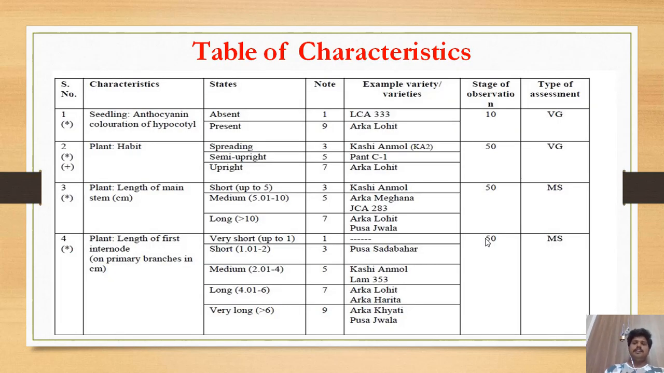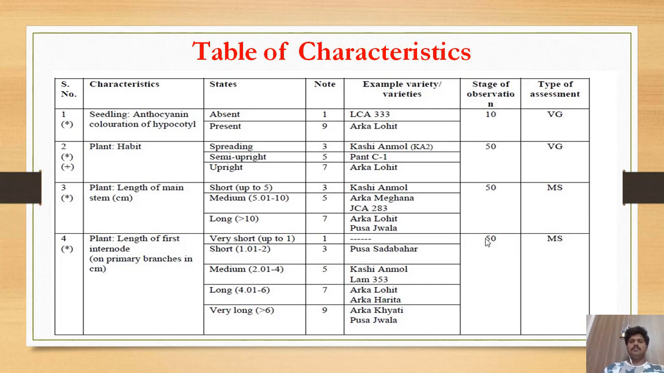Then if you look at a DUS testing manual, you'll find a table of characteristics. Let's take an example of the second character, that is plant habit. We have three states here: spreading type, semi-upright, and upright. These are given scores: 3, 5, 7. And then we have some examples as well. For the spreading type, that is Kashi Anmol, semi-upright type, Pant C1, and upright type, Arka Lohit.